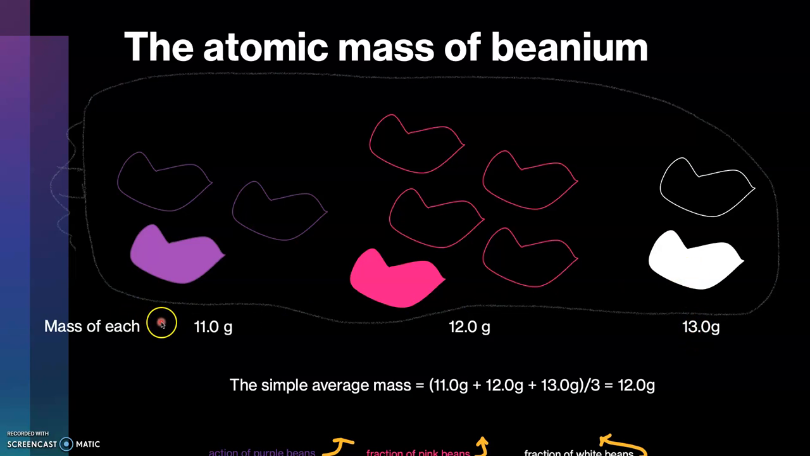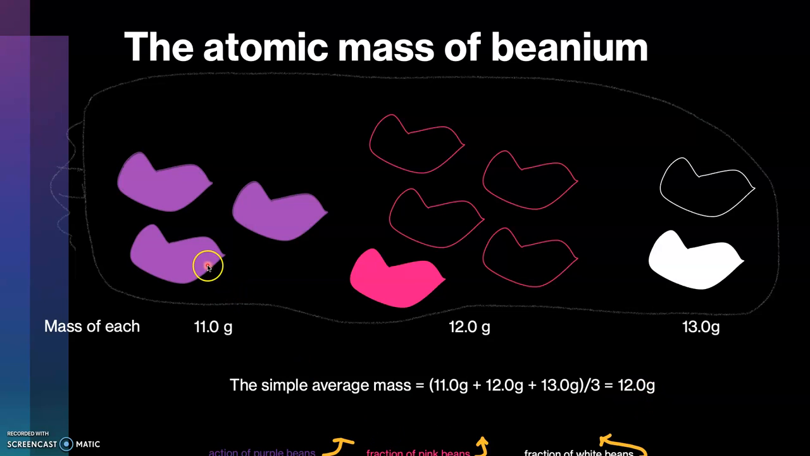Now, the simple average mass assumes that the number of purple beans equals the number of pink beans, which equals the number of white beans. So for the simple average mass, you just take the mass of each type of bean, add them together, and divide by the three color types. You divide by 3, and that gives you a simple average mass of 12.0 grams. Now, because the numbers of each bean color are not the same, it's different.